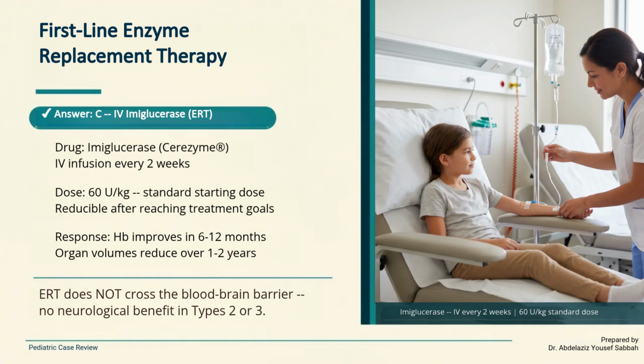Enzyme replacement therapy is the established first-line treatment for symptomatic type 1 Gaucher disease. An important limitation to remember is that it does not cross the blood-brain barrier, so it provides no neurological benefit in type 2 or type 3 disease.